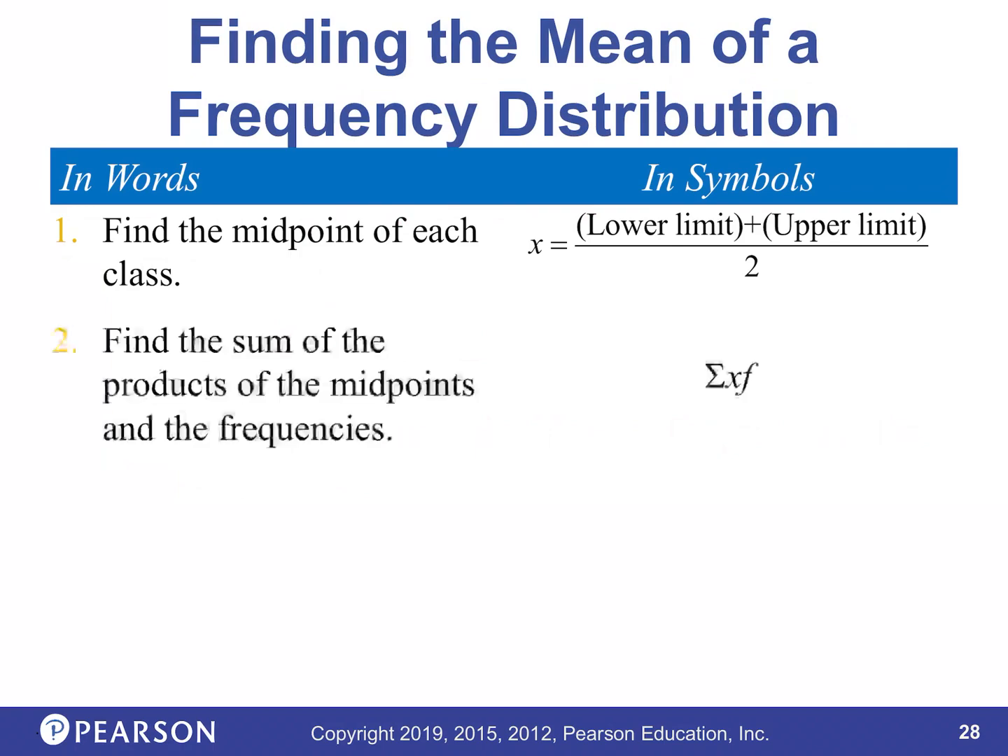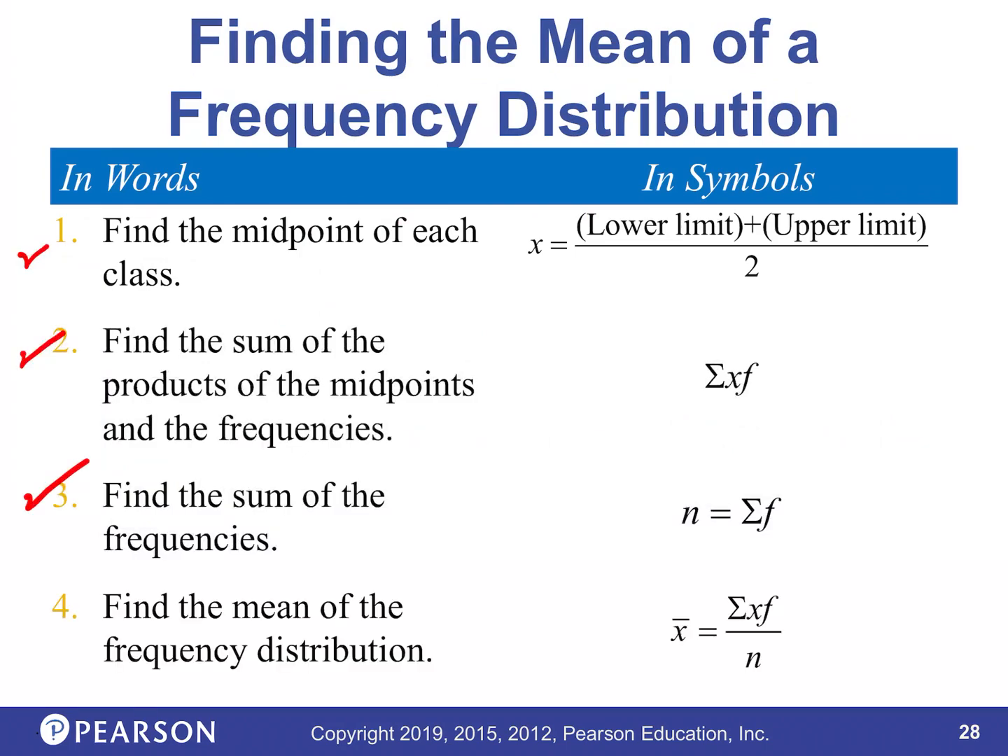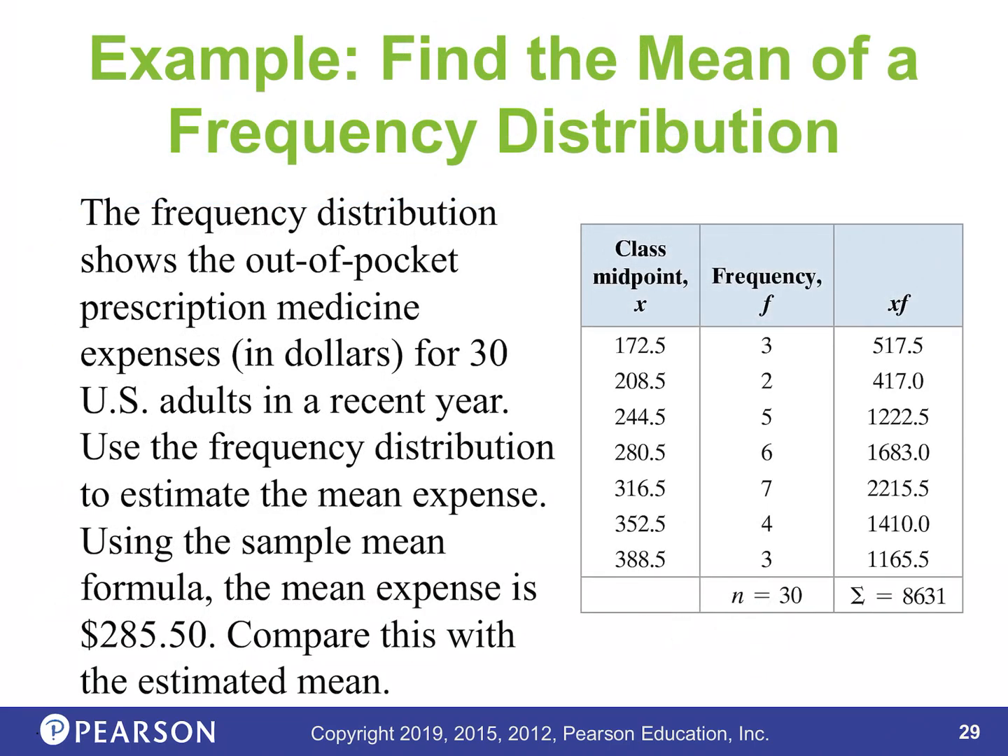So what this does is, you know how we can put things into charts? So we have our upper and lower class limits. Well, we can find the average of that data entry even if it's not just that raw data. So first we want to find the midpoint of each class. Second, find the sum of all products of the midpoints and the frequencies of the classes, and find the sum of all frequencies. And lastly, find the mean of the frequency distribution.